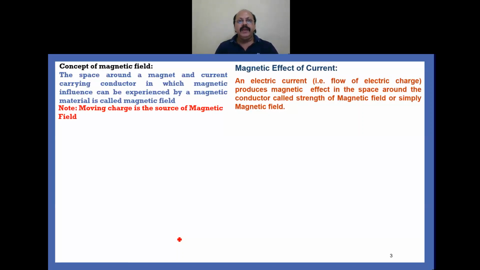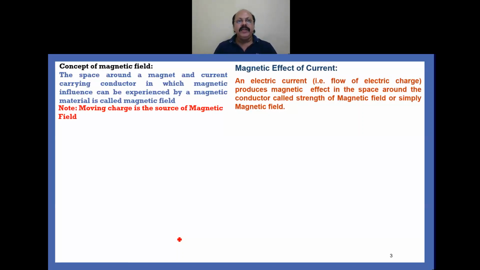Similarly, if a current is flowing through a conductor, then around the conductor, that is the space around the current carrying conductor, also a magnetic field is produced, and that is explained by Oersted, and it is known as magnetic effect of current. If no current is flowing through the conductor, then there is no magnetic field around the conductor, and that is explained by Oersted by performing an experiment.